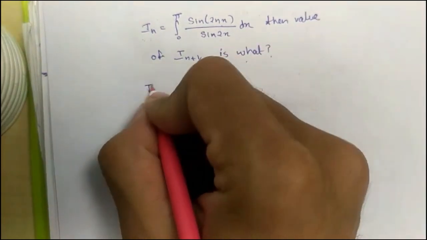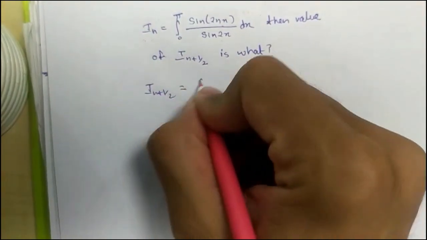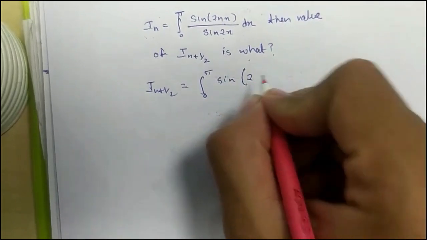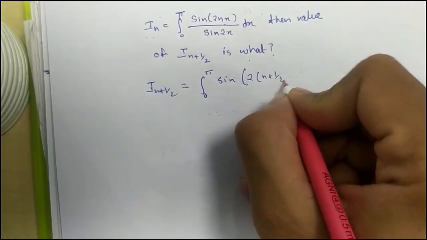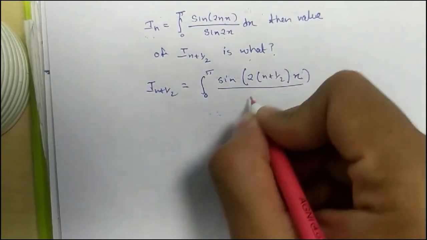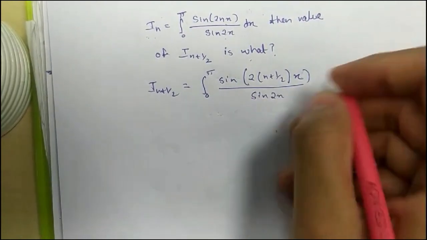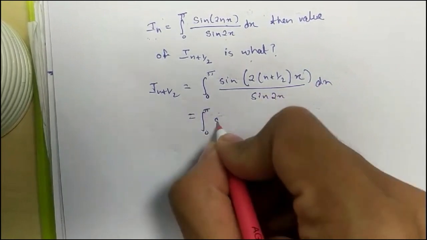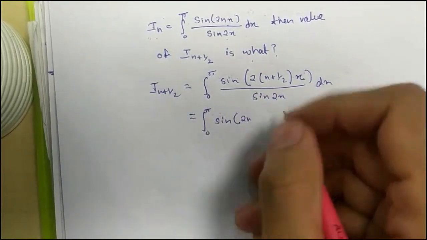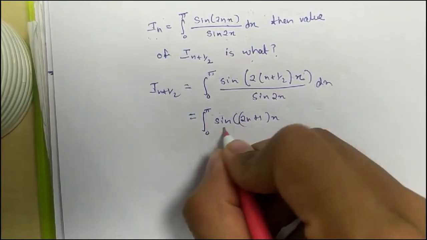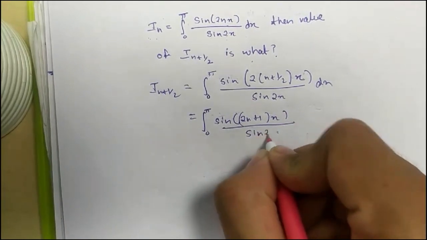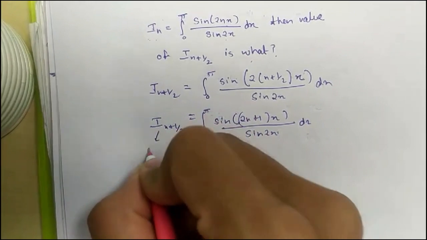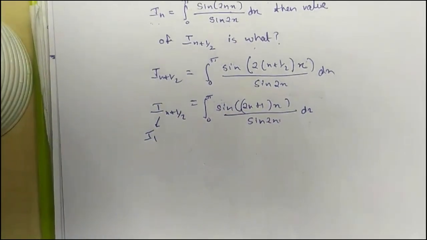So if I want to write I_(n + 1/2), I can simply write it as the integral from 0 to pi. I would simply substitute n by n + 1/2, and the expression would look something like this. So basically this would be the integral from 0 to pi of sin((2n + 1)x) divided by sin(2x) dx. For the time being, let's call it I1 because I don't want to write I_(n + 1/2) every time.